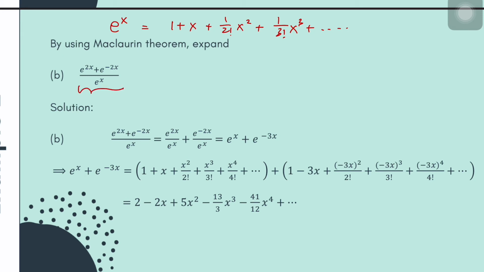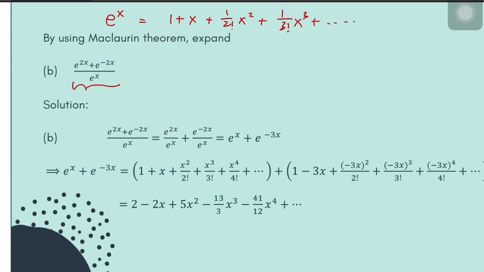Okay, so before we can find the expansion of this function, let's see how we can simplify this equation. So you have e to the 2x plus e to the negative 2x, divided by e to the x. For your information, you can separate both of them. Give each of them a denominator. So what you will have is e to the 2x divided by e to the x, plus e to the negative 2x divided by e to the x.